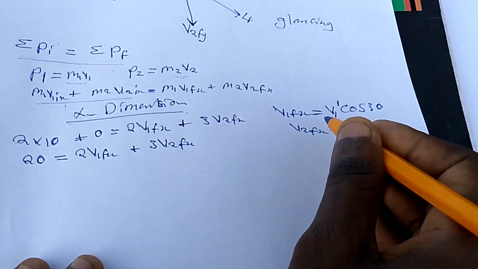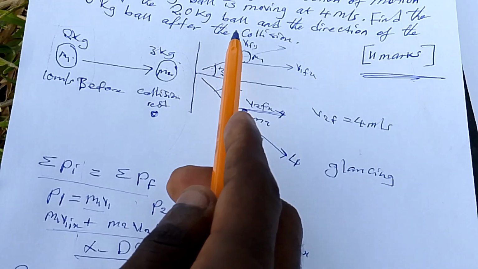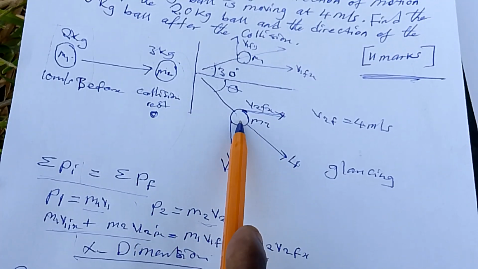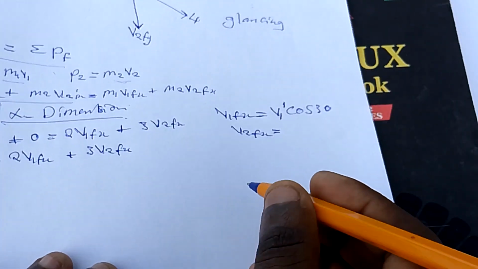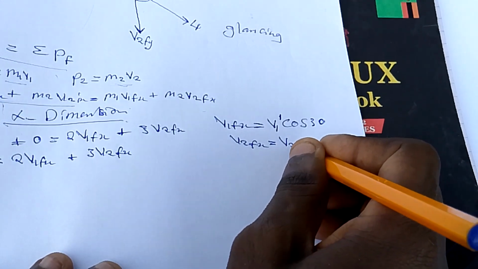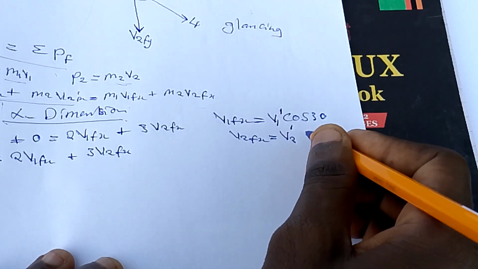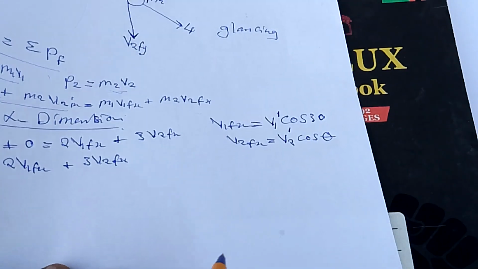Meaning that for v2, what is v2 final x? You can pause the video and just guess. What is v2 final x? For this one, this is v2 after they collide. So what is v2 final x? v2 final x is going to give us v2, which we are given in this case as 4, times cos theta, which we don't know.